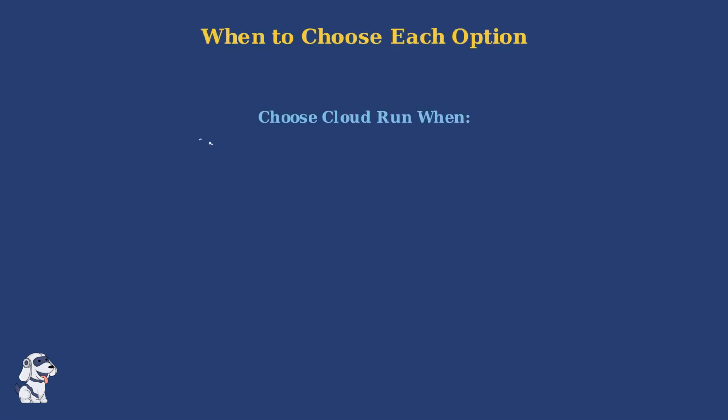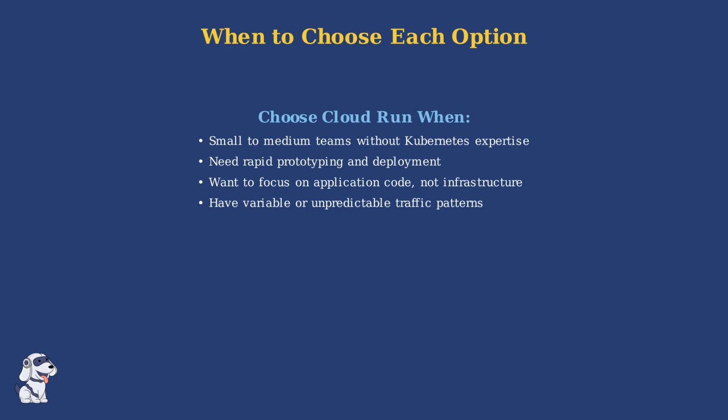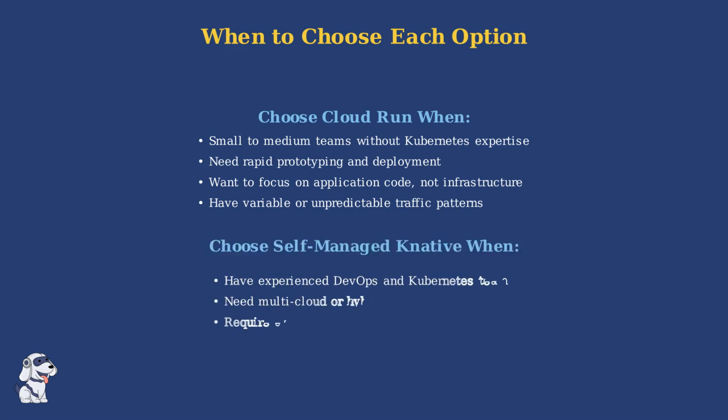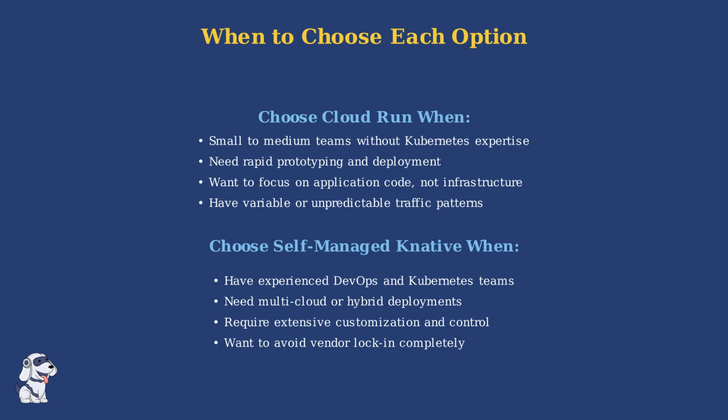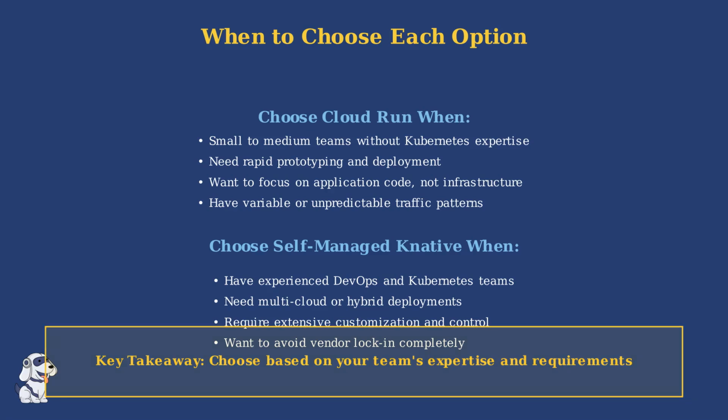Choose Cloud Run when you have small to medium teams without deep Kubernetes knowledge, need rapid deployment, want to focus on code rather than infrastructure, or have unpredictable traffic patterns. Choose Self-Managed Knative when you have experienced Kubernetes teams, need multi-cloud deployments, require extensive customization, or want to completely avoid vendor lock-in. The key takeaway is simple. Choose the option that best aligns with your organization's goals, technical expertise, and long-term strategy. There's no universally right answer, only the right answer for your specific situation.